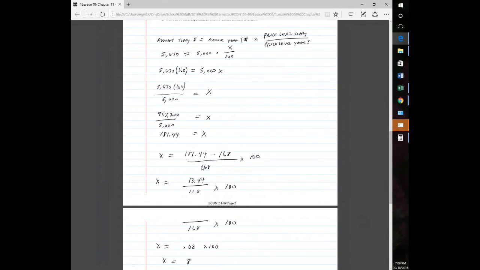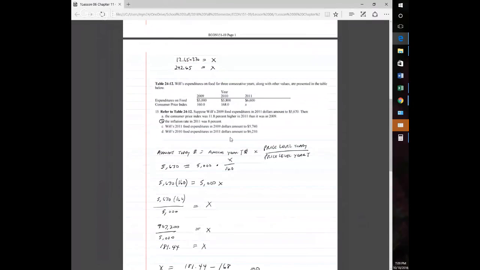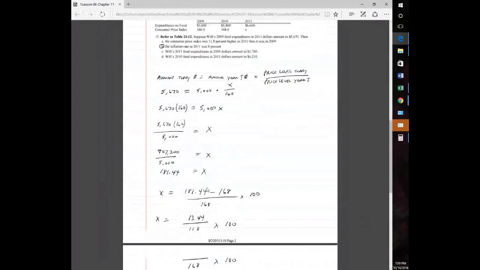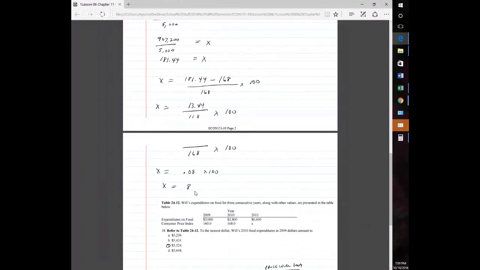Then you figure out the difference for the inflation rate. So I took 181.44 minus 168, divided by 168, times 100, and that gives you 0.08 times 100, which equals 8. So then we put it back into the inflation rate calculator. Right. Okay. So I missed that on both of them.